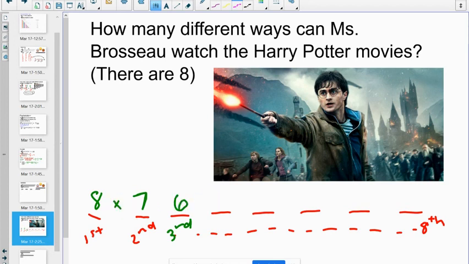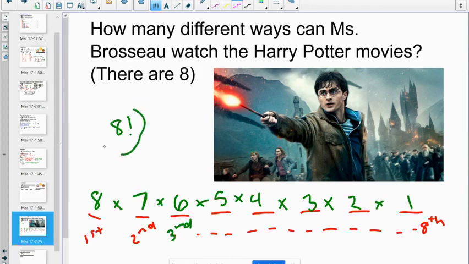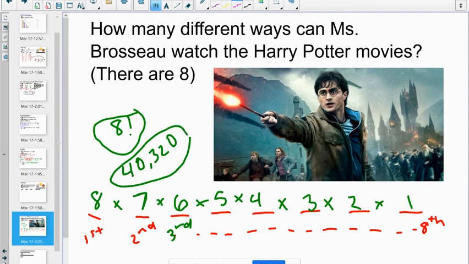Remember, it kind of looks like it's the same thing as saying 8 factorial. So I'll just continue writing these out. Times 5, times 4, times 3. Because when you get to the last movie, if you've already watched the first 7, there's only 1 more movie left for you to watch. So that's why we multiply by 1. And that's where we get our 8 factorial from. And 8 factorial, if you type that in on your calculator or on Desmos, you're going to get 40,320. So that is the same thing. This is a problem where you would do factorial.